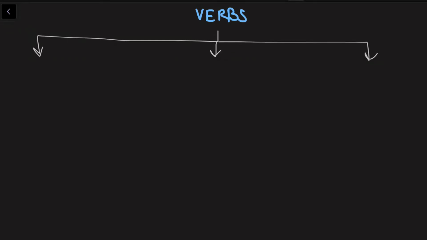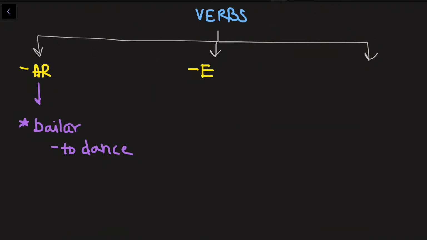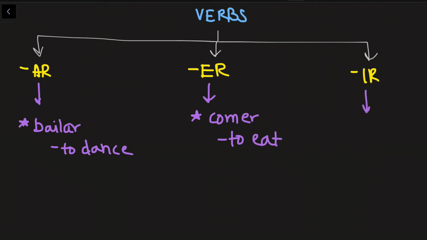You have verbs that end in an AR. An example of this would be bailar, which means to dance. You also have verbs that end in an ER. An example of this would be comer, which means to eat. And lastly, you have verbs that end in an IR. And an example of this would be escribir, which means to write.